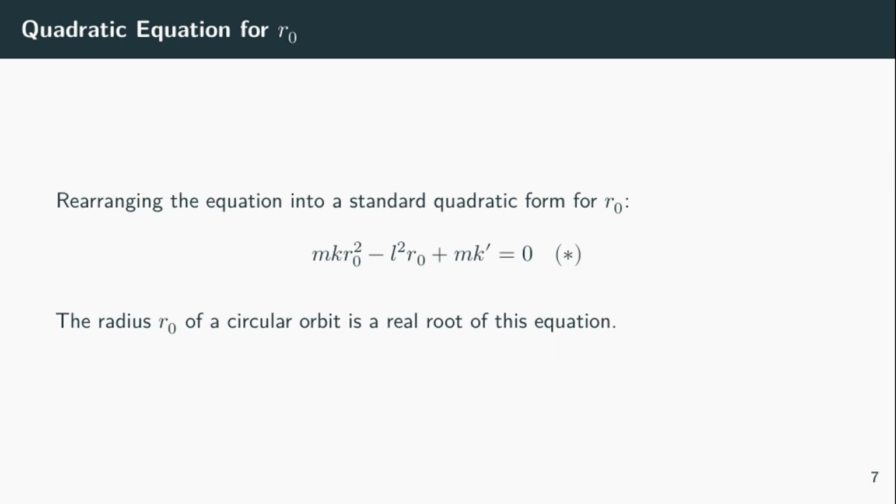Let's rearrange this equation. Notice it's actually a quadratic equation in terms of r0. We can write it as mk r0 squared minus L squared r0 plus mk prime equals 0. We'll call this equation star. The radius r0 of any circular orbit, whether stable or unstable, must be a real root of this quadratic equation.